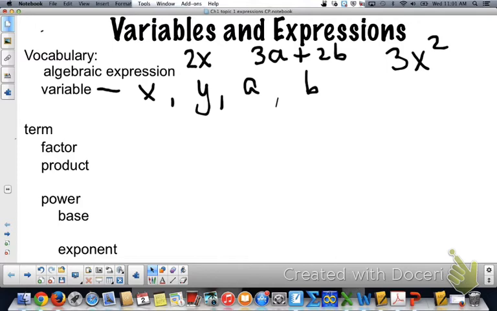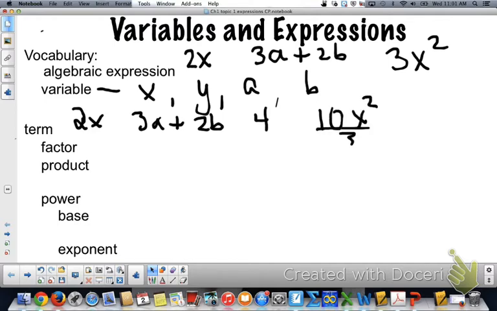Terms, a term is something like 2x, okay, that's a term. Now, when you have something like, when I wrote up here, 3a plus 2b, that is two terms added together. Okay, but a term is one thing. It could be 4. It could be 10x squared divided by 3. Those are all one term.